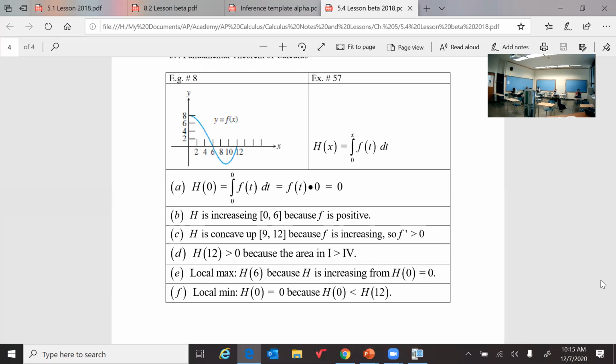You've got to be careful, because that is the trick question. Where's the local min? What are you going to say? You're going to say 12. Wrong. Why? It would be at 0. How come? Because at 0, the parent graph is going up to get to 6. Then it's going down, but it didn't go down as much as it went up between 0 and 6. So the minimum value would be at the endpoint.